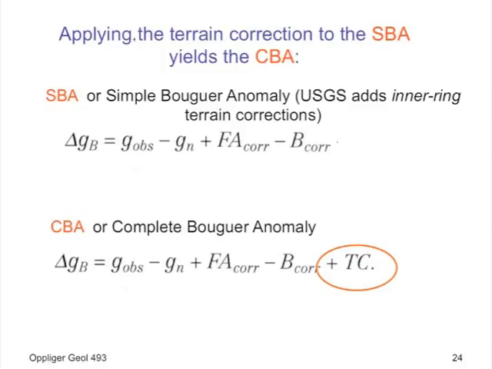So then you apply the inner ring terrain corrections. USGS says, all right, subtract the normal gravity from the absolute acceleration, GOBS, add the free air correction, which will be positive if you're above the datum, subtract the Bouguer correction. It'll be subtracted if you're above the datum, getting rid of that extra rock between you and the datum. And then add the inner ring terrain corrections. You've got the simple Bouguer anomaly, SBA. And then add the outer ring terrain corrections, D, E, F, G, and so forth, and you'll have the complete Bouguer anomaly.